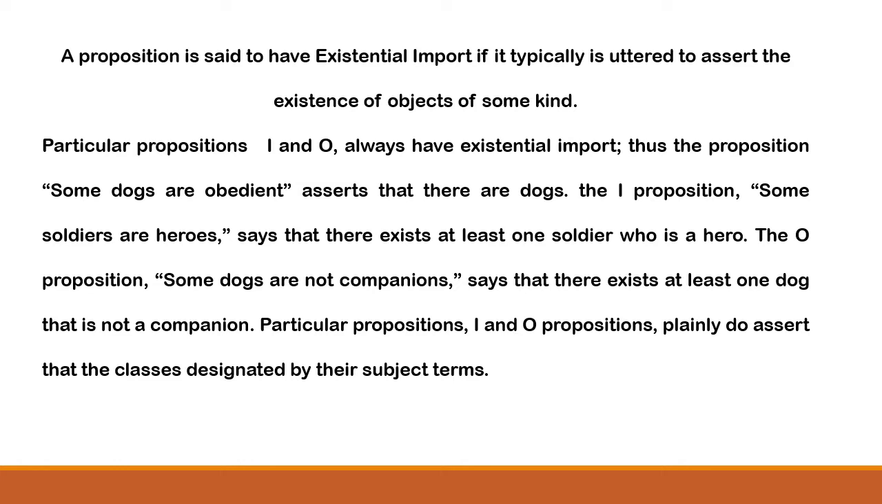The subjects are existing. For example, some soldiers are heroes. This is an I proposition, and it means that there exists at least one soldier who is a hero. Similarly, the O proposition, some dogs are not companions, states that there exists at least one dog that is not a companion. So, the subject term, the dogs or the soldiers, they are not empty, neither are they fictitious. They are existing. And how many of them are existing? At least one. So if this much is asserted by a proposition, then the proposition is said to have existential import.